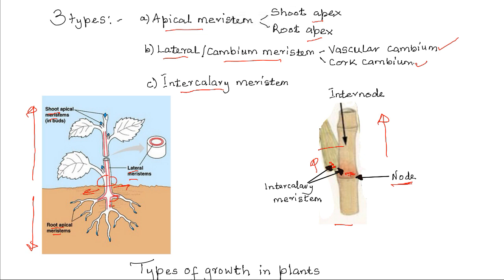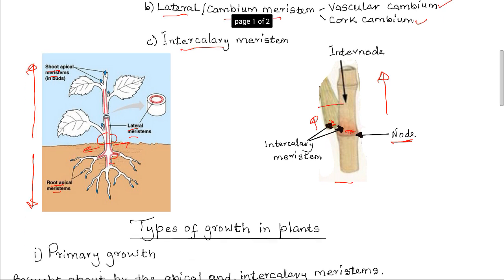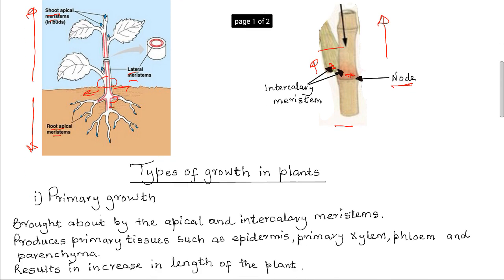Now, there are two types of growth in plants depending on which of the meristems are involved. First, primary growth. Primary growth is brought about by the activities of the apical and the intercalary meristems. Primary growth produces primary tissues such as the epidermis, primary xylem, primary phloem, and primary parenchyma. And as mentioned, primary growth brings about an increase in the length of the plant.